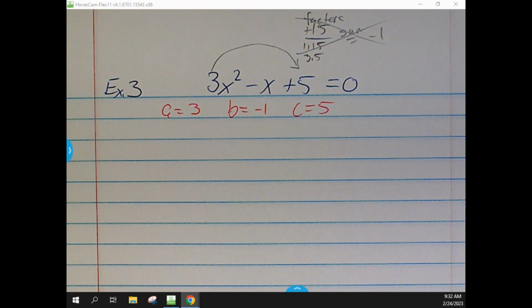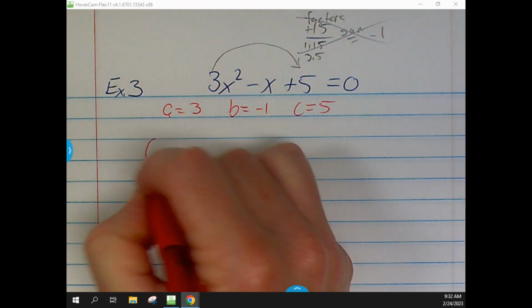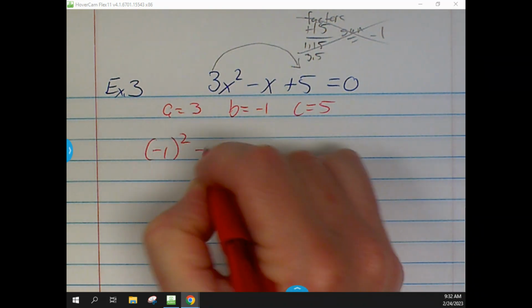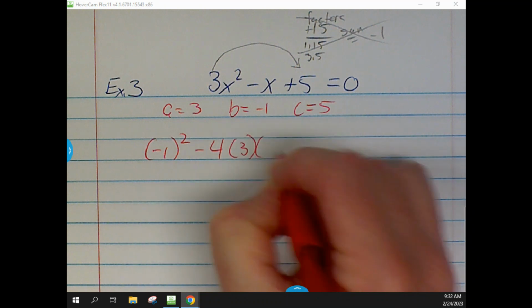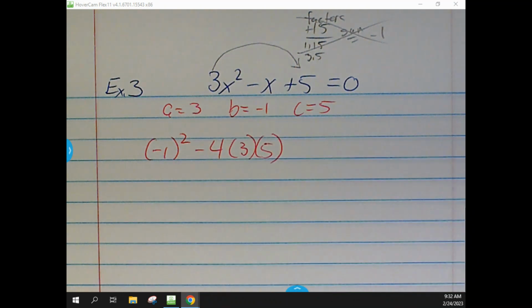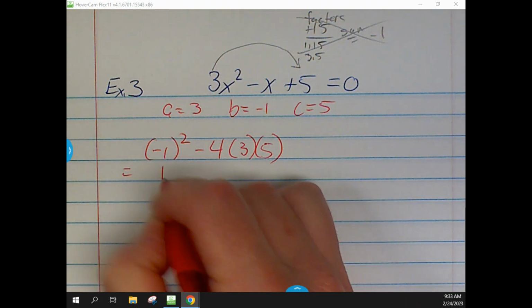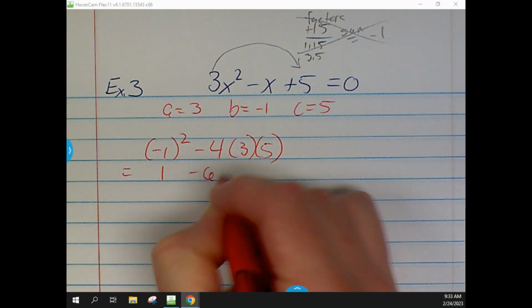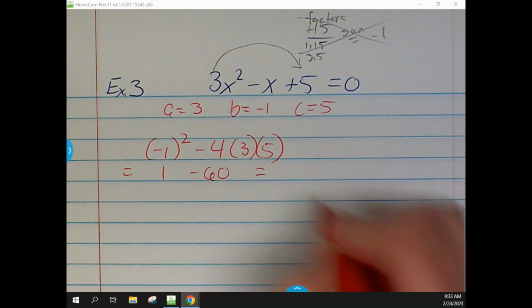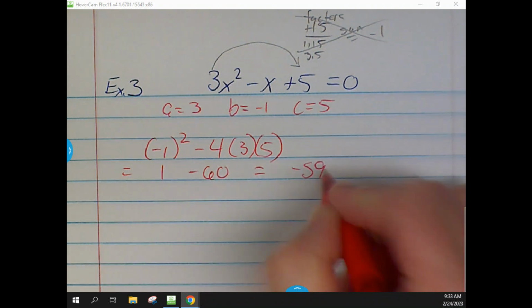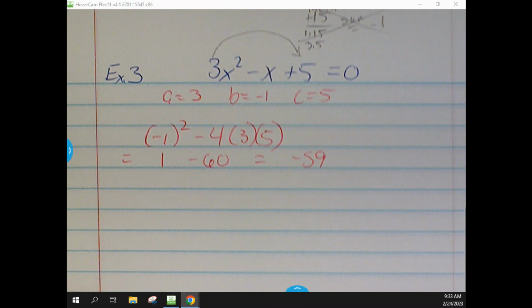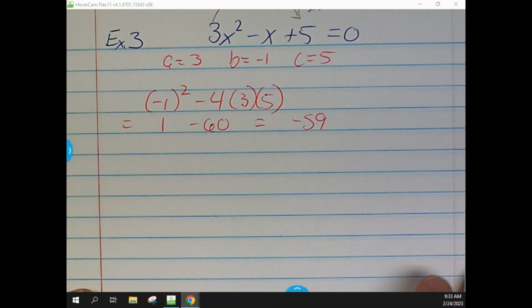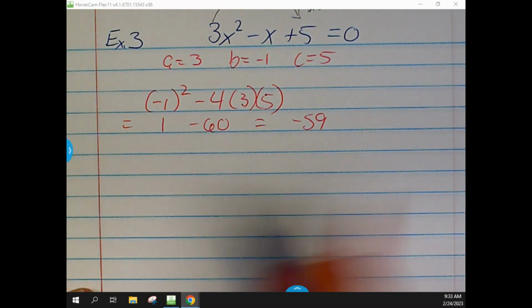Okay, so let's go and see what we got. We got B squared minus 4 times A times C. That is 1. And if we do negative 4 times 3, that's negative 12 times 5 is negative 60. 1 minus 60 is negative 59. So how many real solutions are we going to have? None.